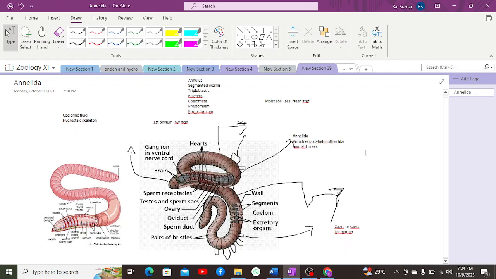And in some of the Annelida, there is also a flesh-like structure present below the chaetae or setae, known as the parapodia, which is basically an extension of the segment or compartment of the annelid. Parapodia are absent in earthworms, but present in Nereis, which belongs to the class Polychaeta, while another class is known as Oligochaeta.